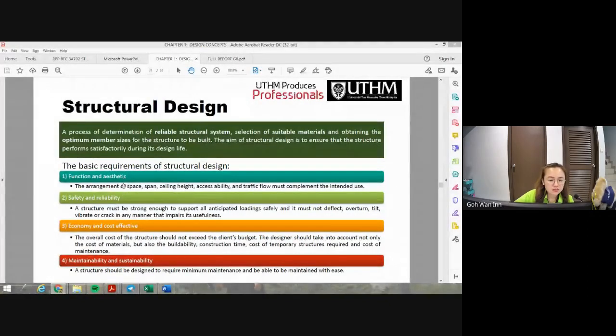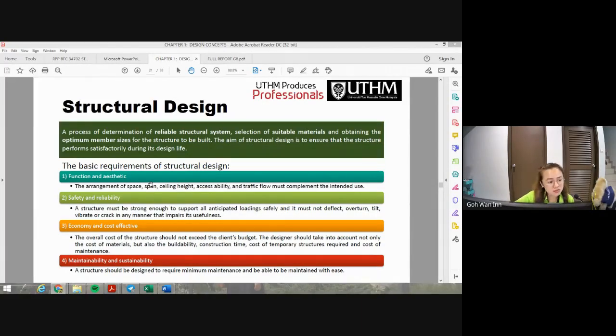So we need to arrange it according to the function and aesthetics required. For example, the arrangement of space, span, ceiling height, accessibility, traffic flow, and it must complement the intended use. For a toilet, for example, you must have the drop, so you also need to do it. In the living room, you cannot have a column or a wall in the middle, so you need to follow it. So how to do it?